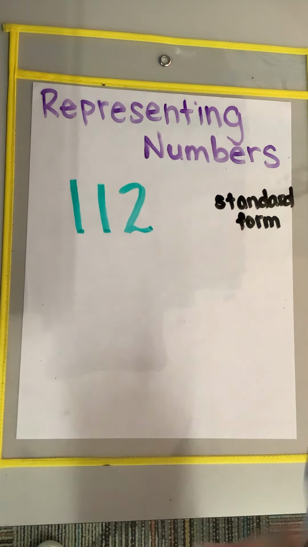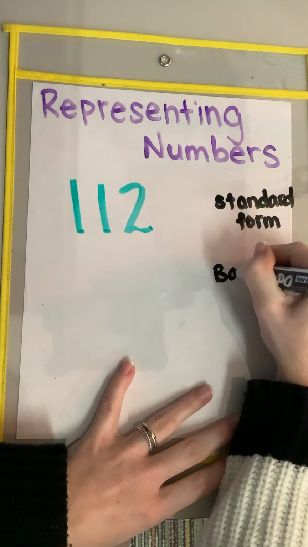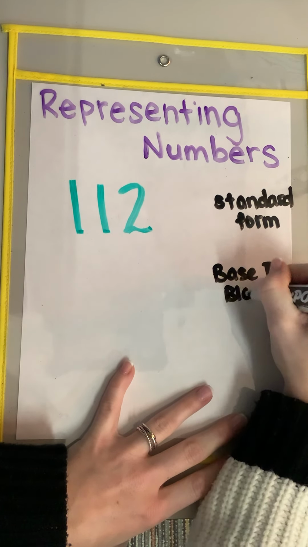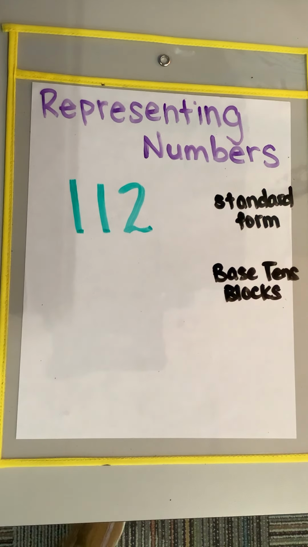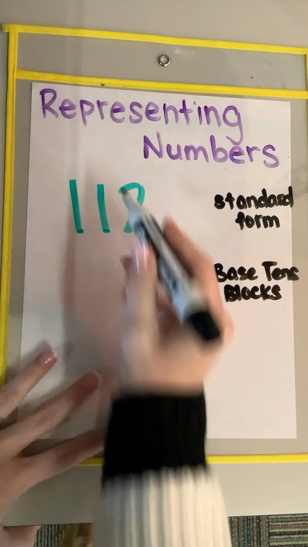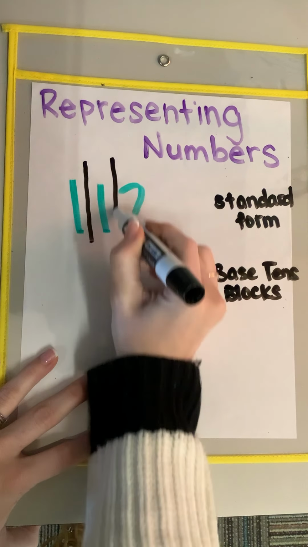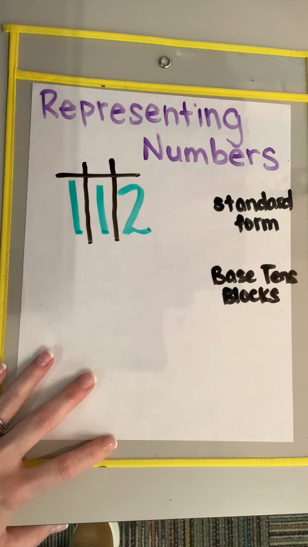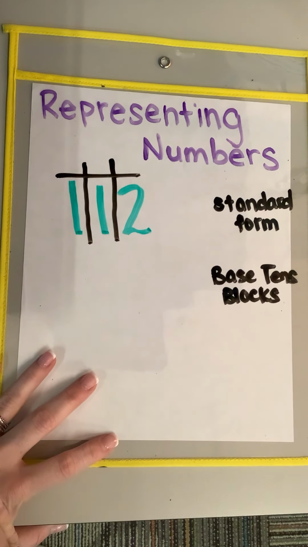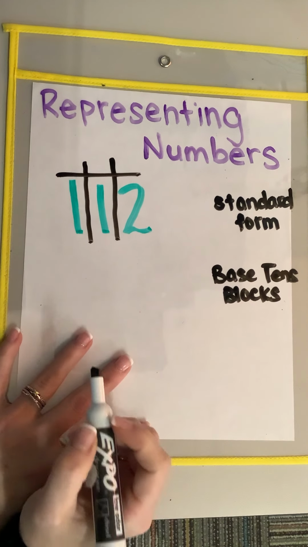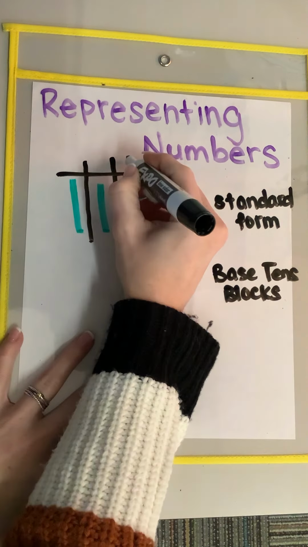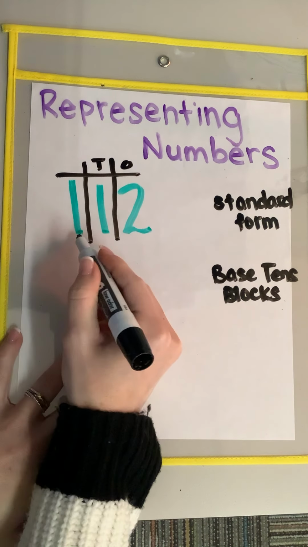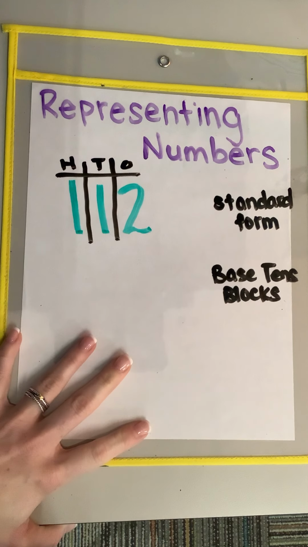We also learned that we can use base 10 blocks to represent numbers. If I have the number 112, I can break up this number into the place value to show each digit that the place value is in. And I can use base 10 blocks to build and represent this number 112. I see that the 2 is in the ones place, this one in the middle is in the tens place, and this one on the end is in the hundreds place.